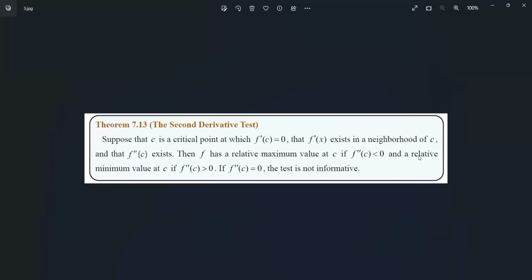That is the second derivative test. Suppose that c is a critical point at which f'(c) is equal to 0, that f'(x) exists in the neighborhood of c, and that f''(c) exists. Then f has a relative maximum at c if f''(c) is less than 0, and a relative minimum at c if f''(c) is greater than 0. If f''(c) is equal to 0, the test is non-informative.